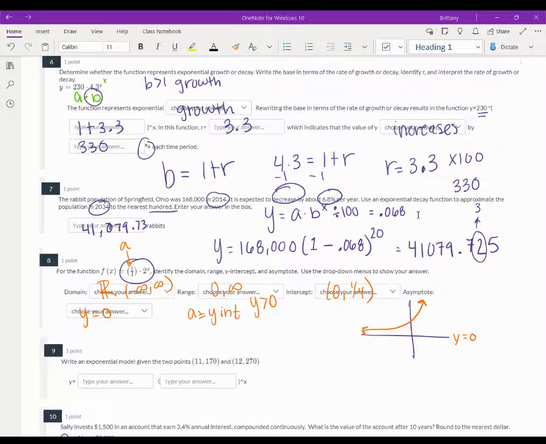Number 9 we have to do in Desmos, okay? What's up? Yeah.